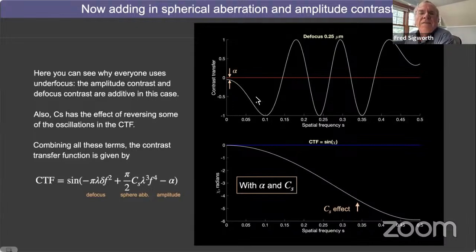Okay, so now why do we use under focus? Well, the reason for doing under focus is that it makes the defocus part of the CTF start off going in the negative direction. And that's just what we want, because the amplitude contrast is also in the negative direction. Where there is stuff in the specimen, the image looks dark, because of the amplitude contrast and also because of the defocus contrast. So we have those both taking off in the same direction, and the amplitude contrast helps us in that respect.